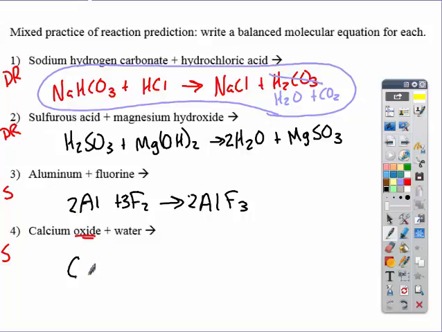And the last one, it's a synthesis reaction. So we have a metal oxide and water should make a metal hydroxide. And that equation is balanced. So I'm going to do the practice that was assigned.